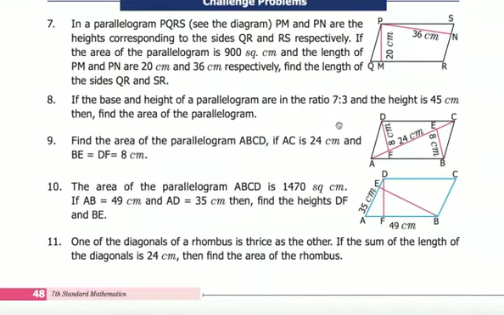In a parallelogram PQRS, PQRS is the parallelogram, right? PM and PN are the heights corresponding to the sides QR and RS, right? If the area of the parallelogram is 900 square cm and the lengths of PM and PN are also given, find the lengths of the sides QR and SR. Okay, so that is what we have to do, right?